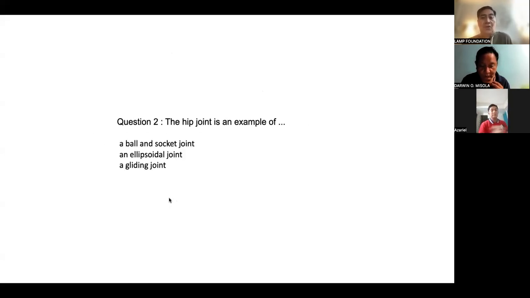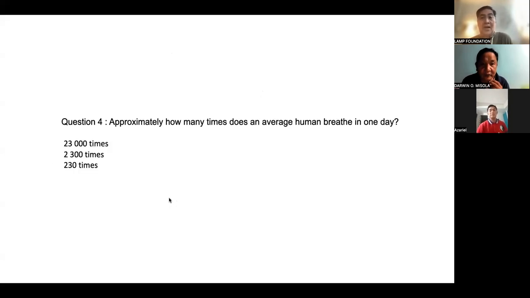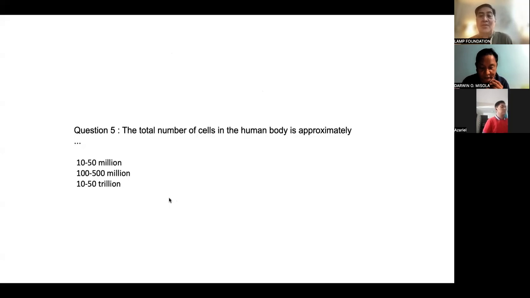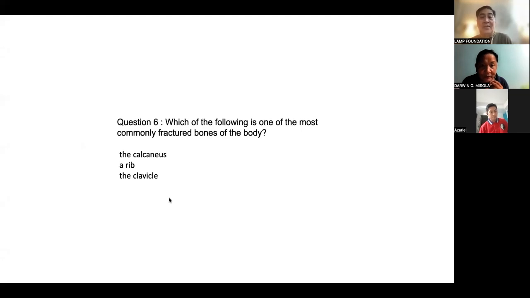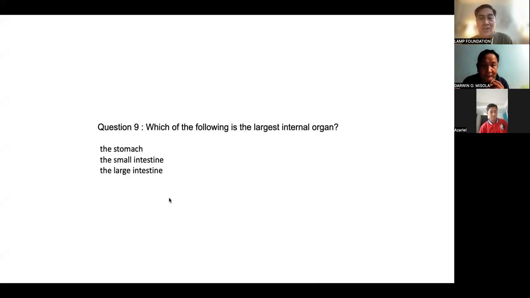The hip joint is an example of ball and socket. An adult human skeleton accounts for what percentage of their body weight? 14%. Approximately how many times does an average human breathe in one day? 23,000. The total number of cells in the human body is approximately 10 to 50 trillion. Great. Which of the following is one of the most commonly fractured bones of the body? The clavicle. Which grows fastest, the facial hair or pubic hair? Facial hair. Which of the following is the anatomical name for the collarbone? Clavicle. Which of the following is the largest internal organ?